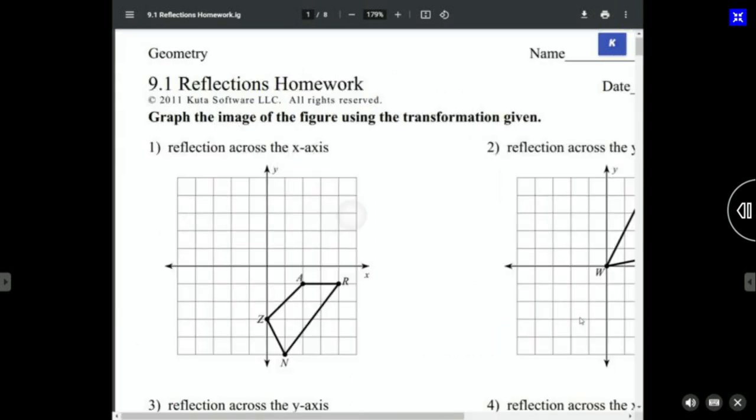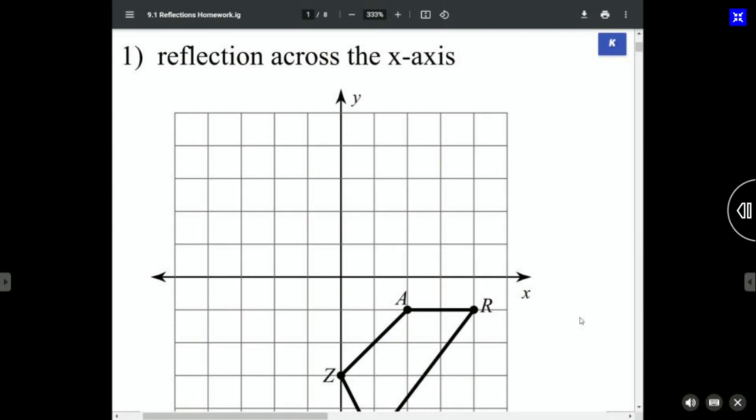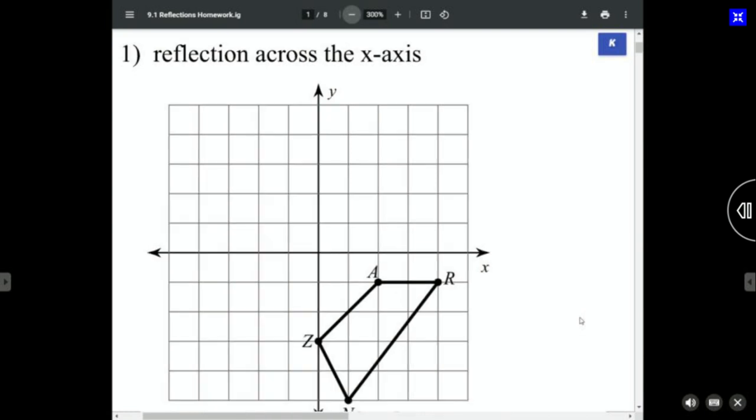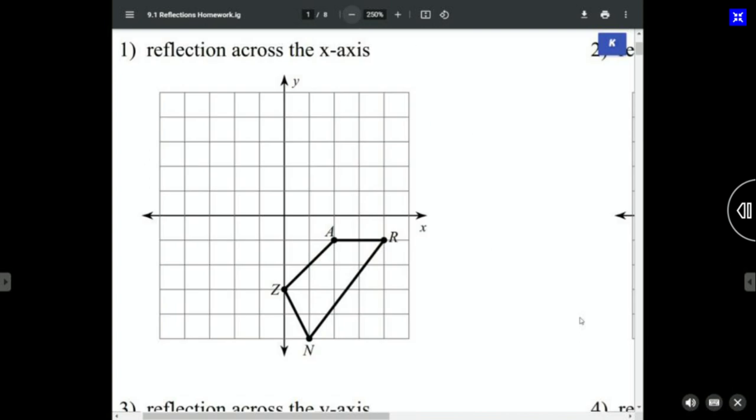So, right here, on your first problem, number 1, we're going across the x-axis. That means this whole shape is going to get flipped up because this is my x-axis. And if I want to flip across the x-axis, this here flips over like that, right? So you know what it doesn't do? It doesn't move left or right. It just flips over. So the numbers are going to stay the same.